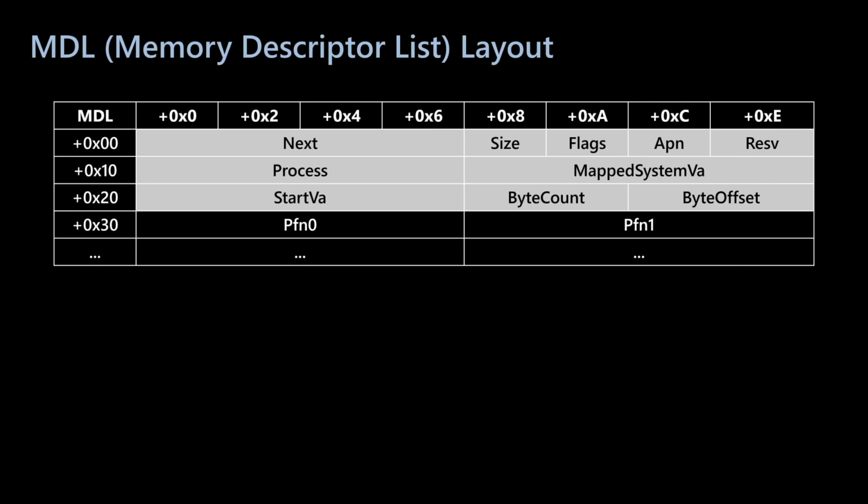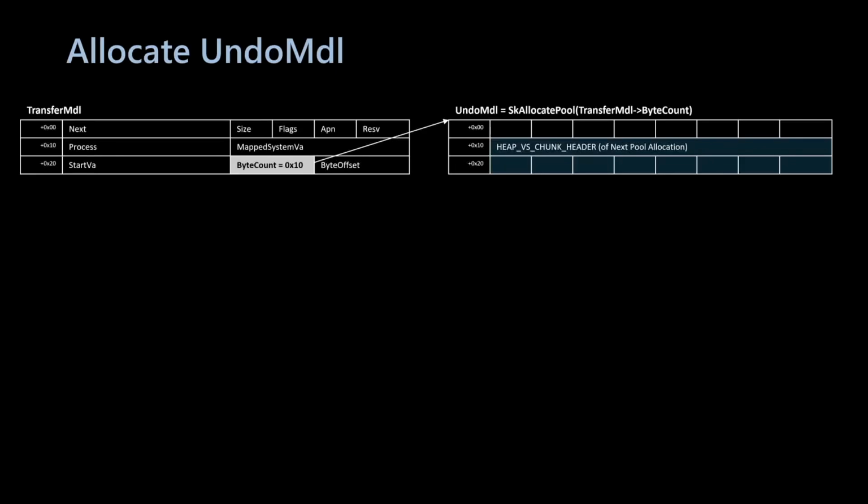into a singly linked list, an S list. Size is the total length of the whole data structure. Mapped system VA points to the buffer after getting mapped into the address space. Byte count is the length of the buffer. Transfer MDL describes a piece of buffer transferred from VTL0 to VTL1. Here, the transfer buffer happened to be another MDL instance.